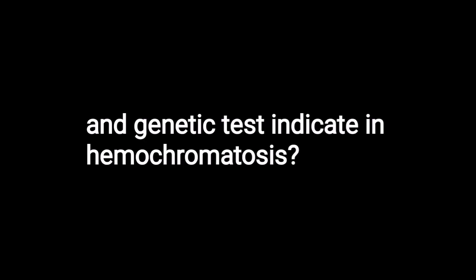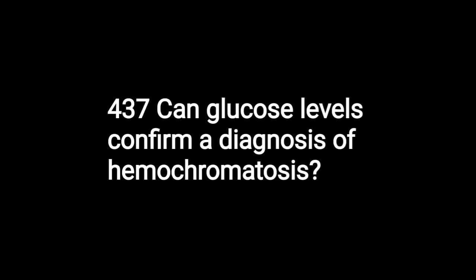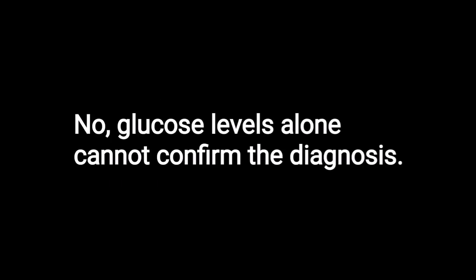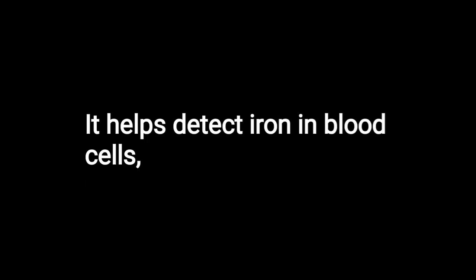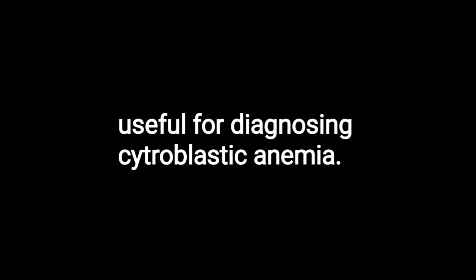436. What does an abnormal MRI and genetic test indicate in hemochromatosis? It can avoid the need for a liver biopsy. 437. Can glucose levels confirm a diagnosis of hemochromatosis? No, glucose levels alone cannot confirm the diagnosis. 438. What is the role of Prussian blue stain in diagnosing hemochromatosis? It helps detect iron in blood cells, useful for diagnosing sideroblastic anemia.